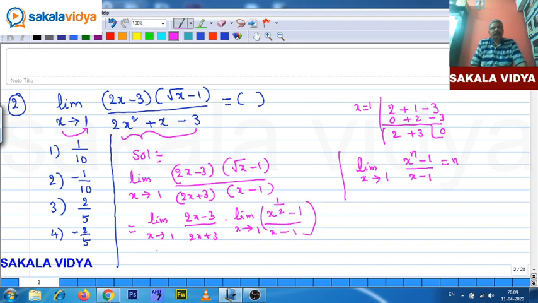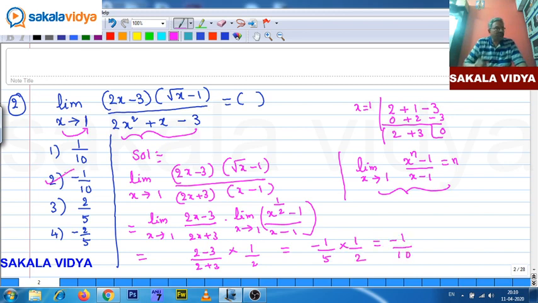Now here substitute the limit: 2 minus 3 by 2 plus 3, into, using this formula, this can be written 1 by 2. So this is equal to minus 1 by 5 multiplied by 1 by 2. So we get minus 1 by 10. So the second option is the right option.